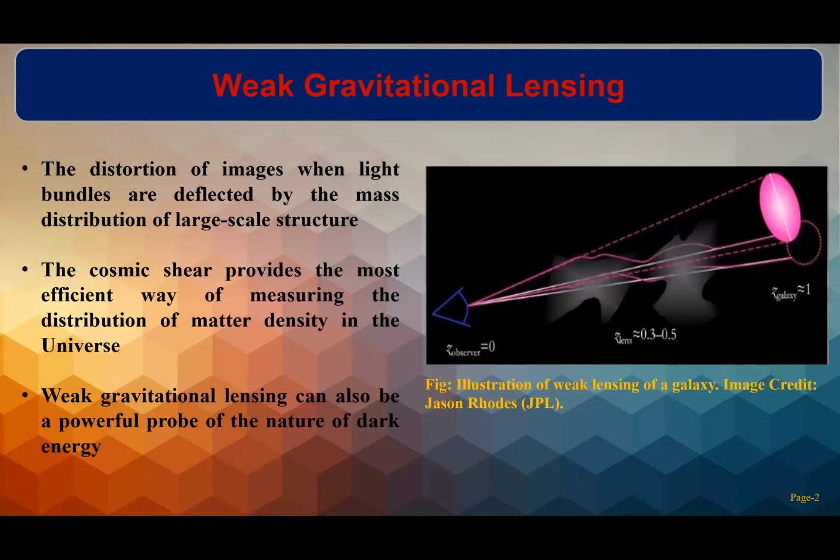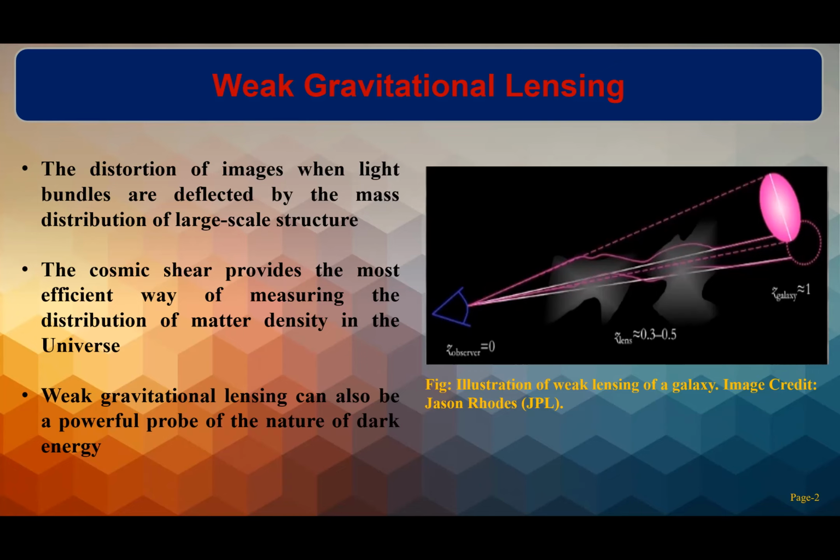Weak gravitational lensing is now a very common phenomenon to astronomers. It is the distortion of images when light bundles are deflected by the mass distribution of large-scale structure. It provides the most efficient way of measuring the distribution of matter density in the universe. It is also a powerful probe to study the nature of dark energy.